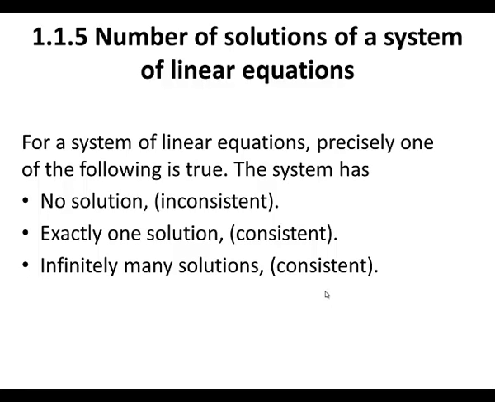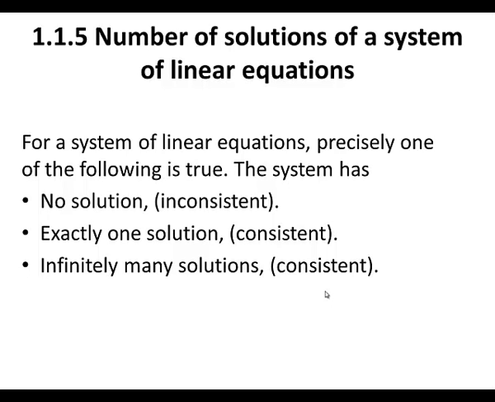When you solve a system of linear equations, you have one of the following results. Number one, there may be no solution, in which case we say the system is inconsistent, or we may have exactly one solution, also known as a unique solution, in which case we say the system is consistent.